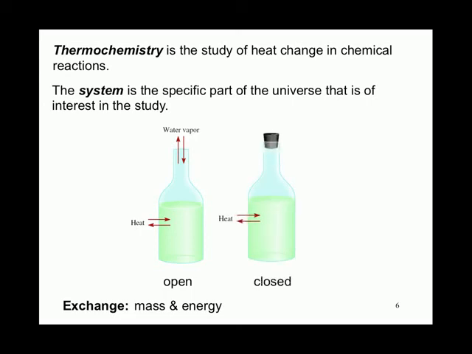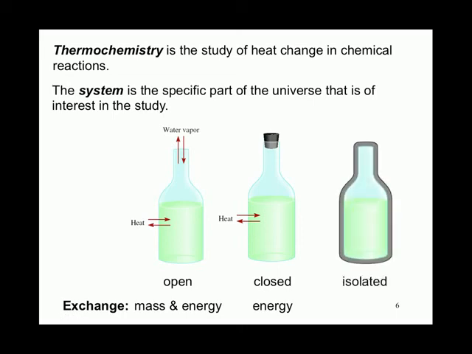Now here we have what we call a closed system, and you can see why it's closed. We have a top on the bottle, so no more of that water vapor can escape. But we can have a heat exchange. So there is an exchange of energy here. And the last system that we have is what we call an isolated or adiabatic system.